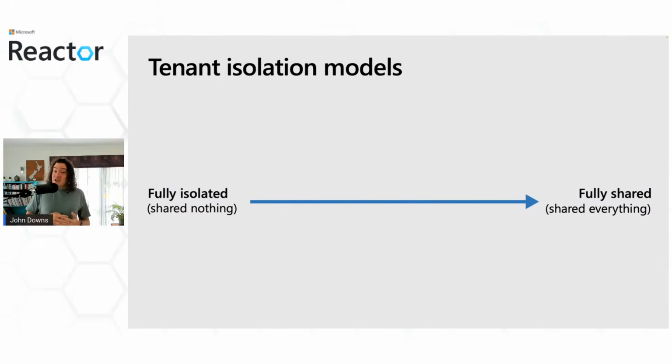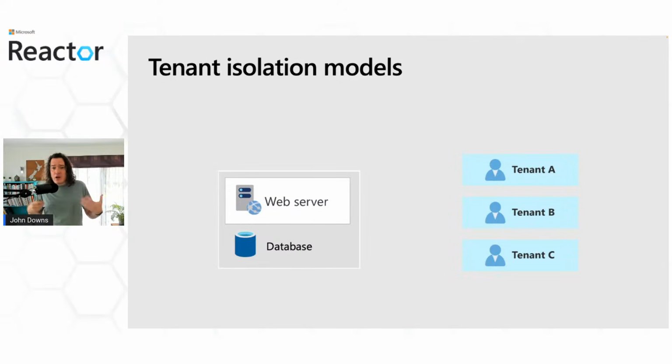Now, isolation isn't just a binary decision. There's a spectrum of isolation options available when you're architecting a multi-tenant solution. So let's imagine a hypothetical multi-tenant service that serves 3 tenants. The service is very simple, architecturally speaking. It's just got a web server and a database. So you can imagine the same fundamental architecture could apply to many, many different examples.